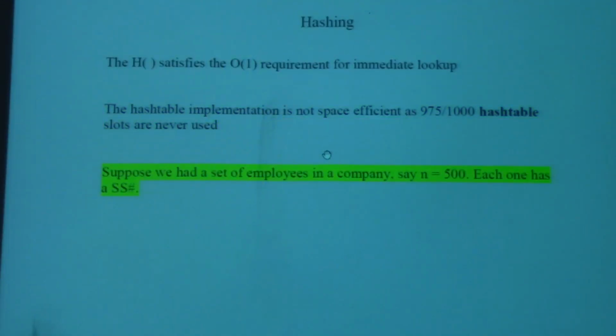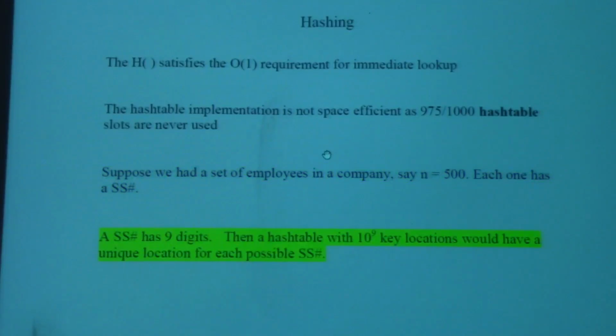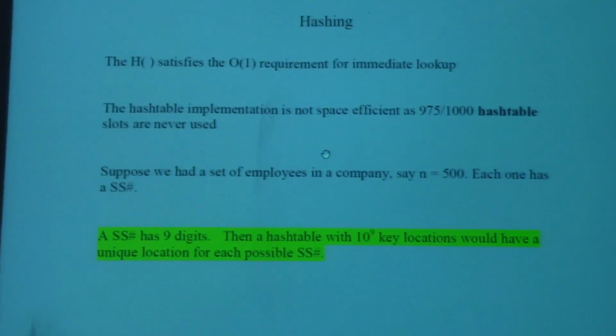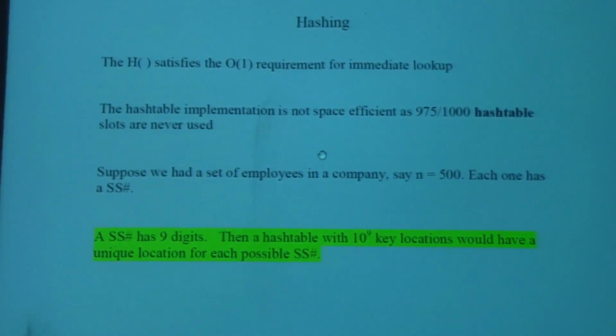Now suppose we had a set of employees in a company, and let's say the number of employees is 500. And let's say each one has a social security number. We're going to use the social security number as the key, because we know that social security numbers are unique. At least we hope so. Each one has 9 digits, so the hash table must have 10 to the 9th key locations. But that's a billion locations.